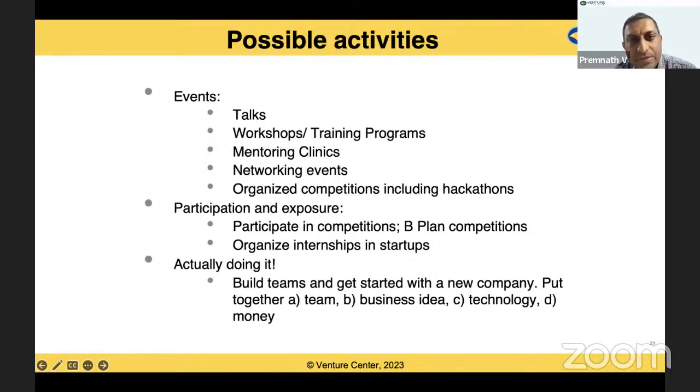Here are some possible activities. We listed some of them. You saw some of them when I mentioned the 3 entrepreneurship clubs that I talked about: talks, workshops, mentoring clinics, networking events, organized competitions, including hackathons, right? Participation and exposure. You could participate in competitions, business plan competitions.